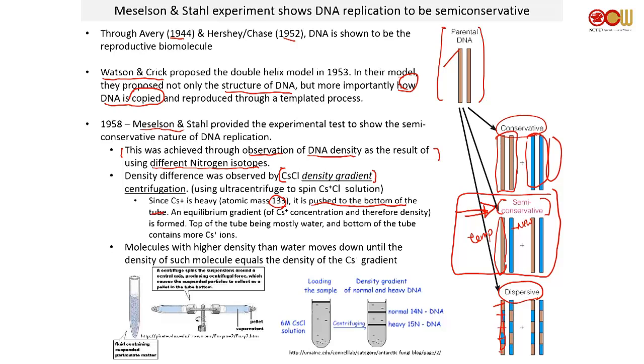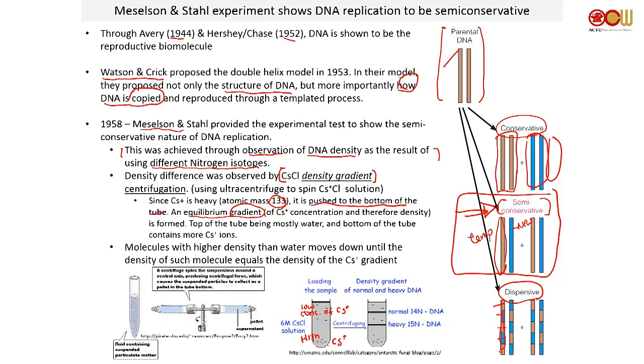All right, so this was done using a centrifuge, okay? And essentially you get to an equilibrium gradient, where you have, let's say, low concentration of cesium on top, and here is high on the bottom. Okay, and because it's heavy, it gets pushed all the way to the bottom.